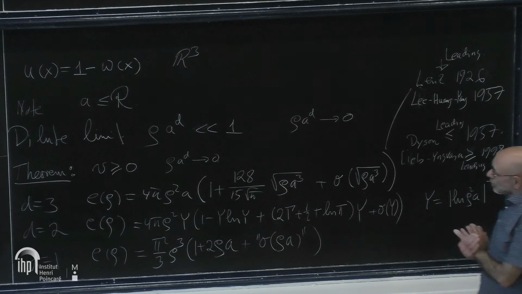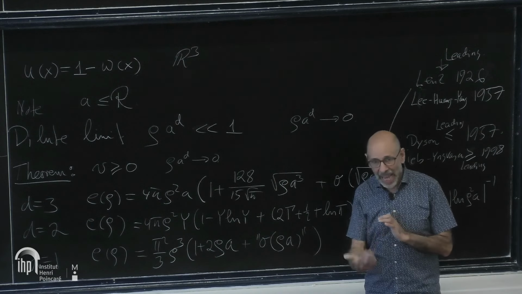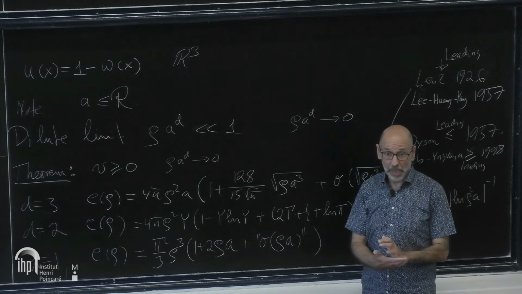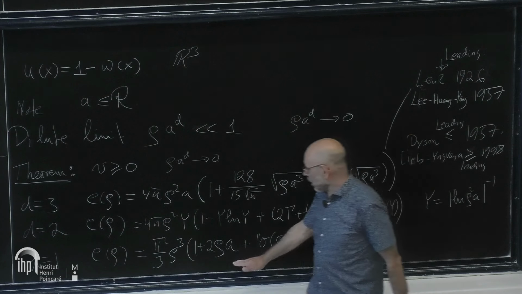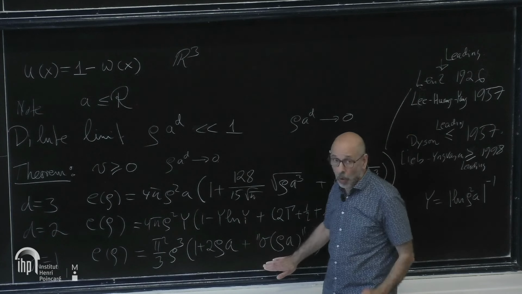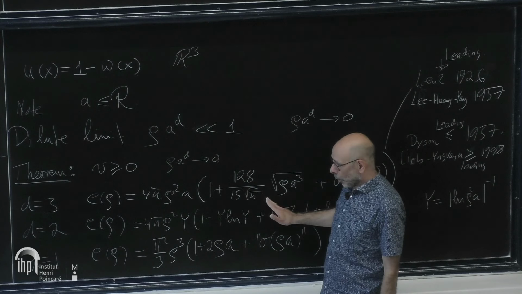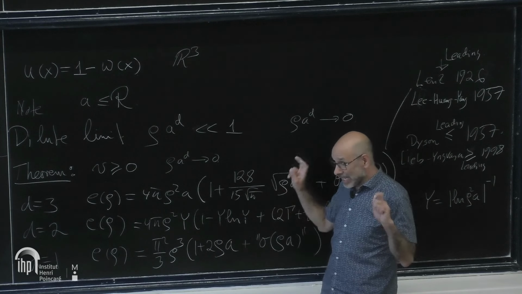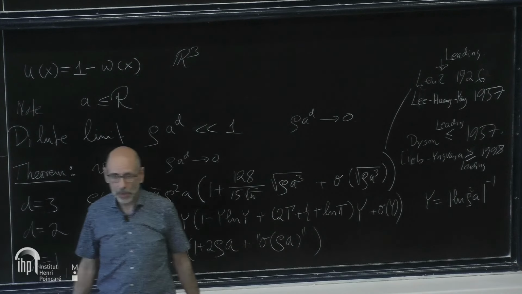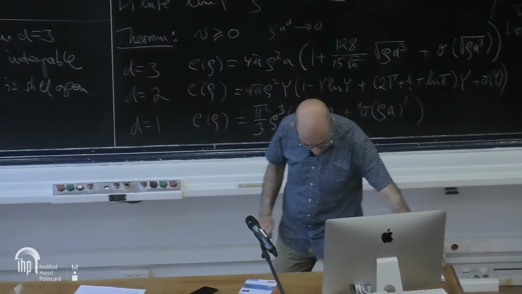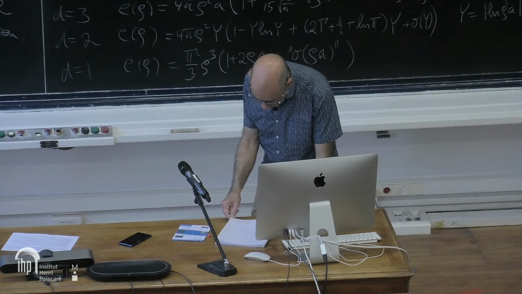But as I said, we are interested in universality. We'd like to know it for as large a class of potentials as possible, depending only on the scattering length. In one and two dimensions, we do know it for all positive potentials. In three dimensions, we know it for all positive potentials, except that for the upper bound, we still do not know how to do the hard sphere. Okay, so I'd like to address these difficulties.